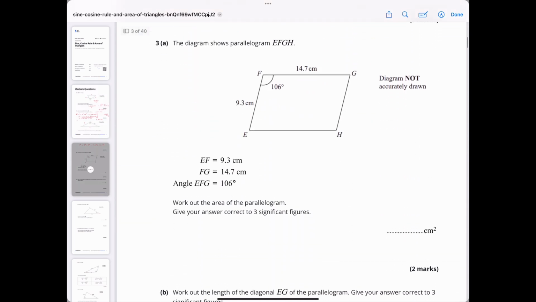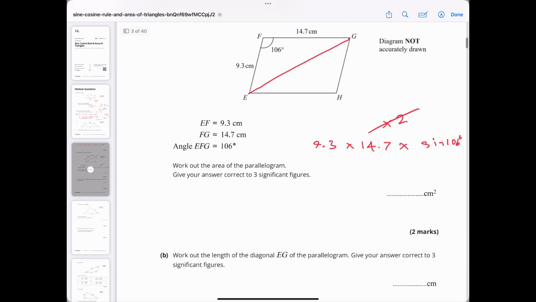I find it extraordinarily dull doing this quite a lot of the time. This one, I'll just tell you what it is and then you can do it. Work out the area of the parallelogram and give your answer correct to 3 sig figs. The best way to do this is you're just going to do that and times by 2. That way you can use 9.3 times 14.7 times sine of 106, and then you divide by 2, but because you're dividing by 2 and timesing by 2, you don't need to do either of those. I'll give you the answer.